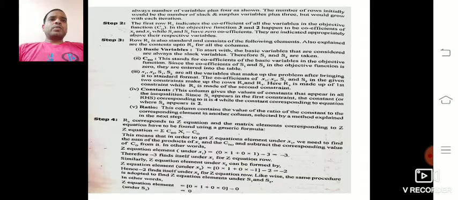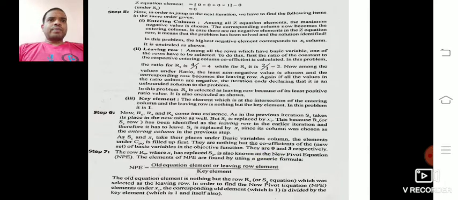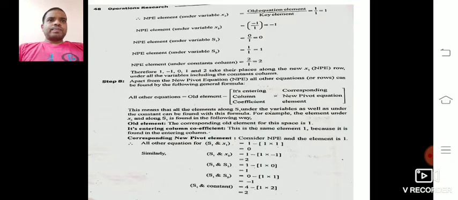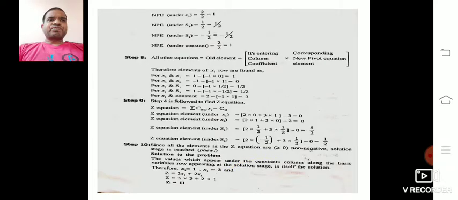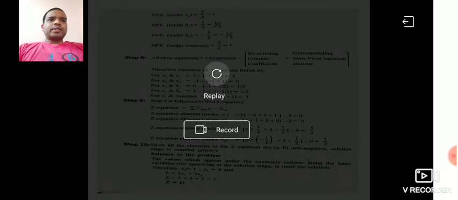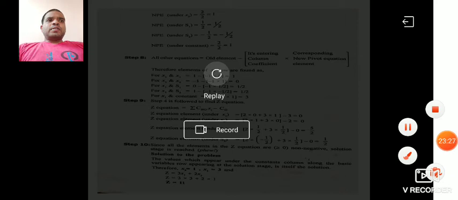Okay, now these are the steps which I explained in the previous slide. They are given in all these steps, you can refer to them. Okay, the final solution, z equals 11, we are getting. Okay, thank you.